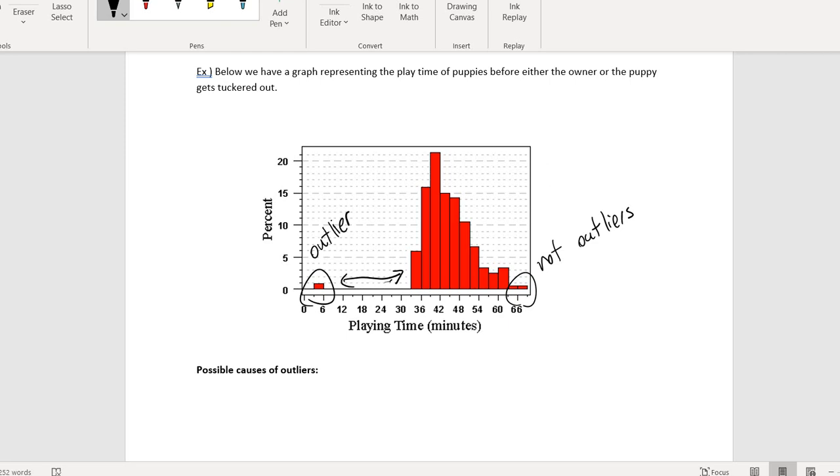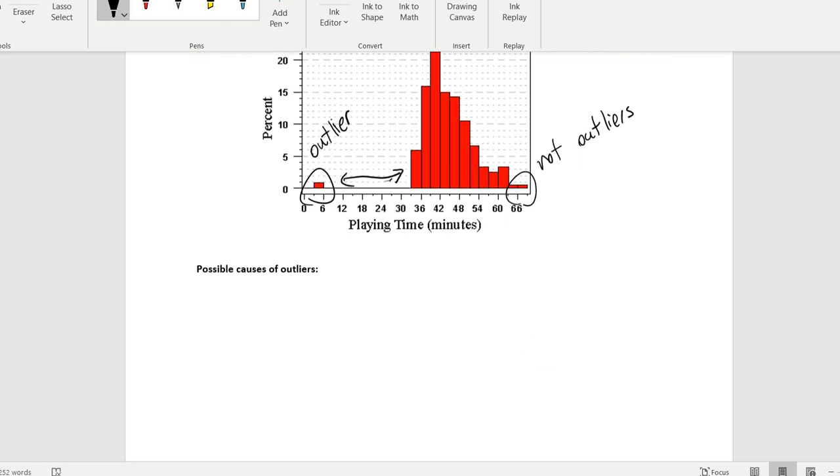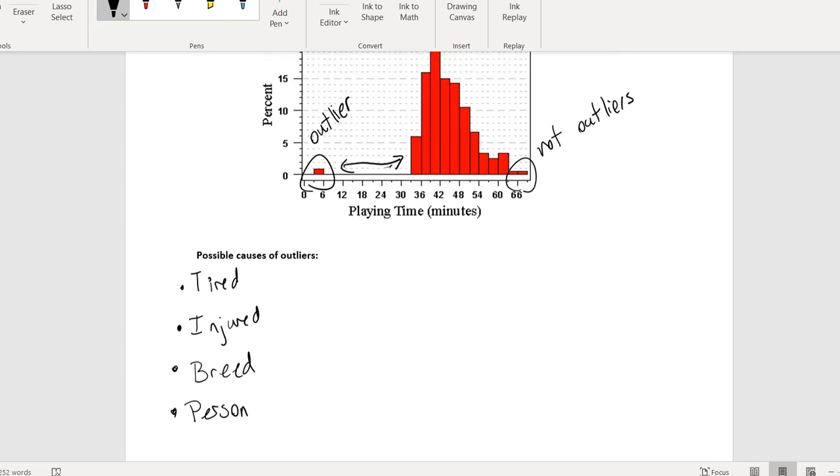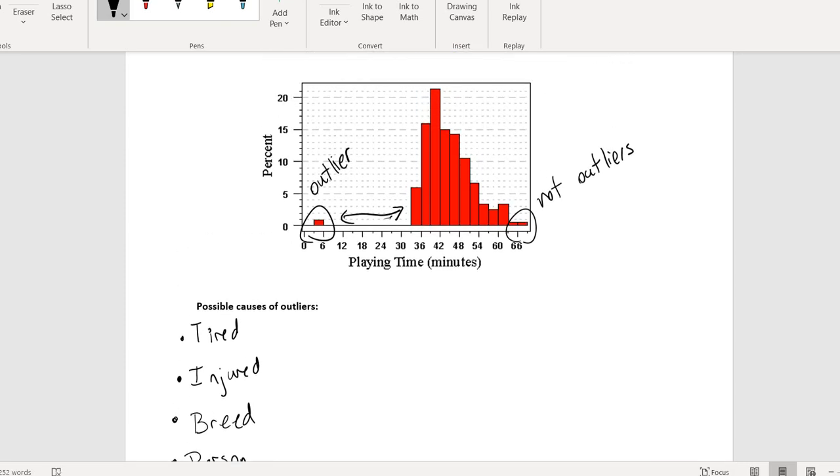So what these are is the playtime of puppies and the owner, and let's think about some possible causes of this. So let's see. They only played with the puppy between 3 to 6 minutes. So they could have gotten tired. Somebody could have gotten injured. Okay. What else could have happened? It could have been the breed of the dog. It could have been the person was too young or too old or got distracted, right? There's a lot of interesting things that could have happened in this playtime between puppy and owner.